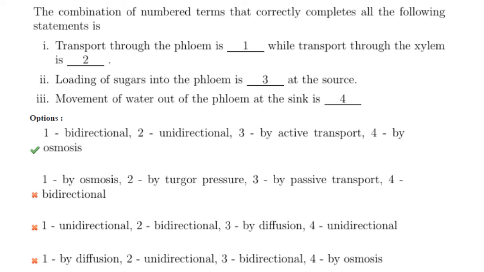The combination of numbered items that correctly completes all of the following statements is: transport through the phloem is dash, while transport through the xylem is dash. Loading of sugars into phloem is dash at the source, and movement of water out of the phloem at the sink is dash. Now xylem transport is unidirectional. Why? Because the water column flows only upward due to two main forces, that is transpiration and root pressure. Transpiration causes negative pressure while root pressure is positive, and this will send water upwards towards the shoot regions from the roots. So 2 is unidirectional.